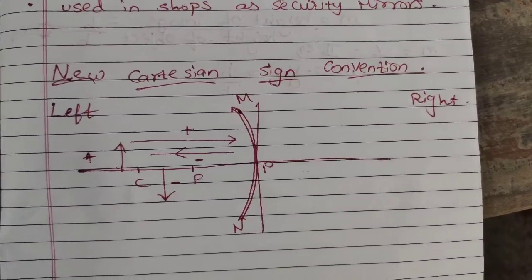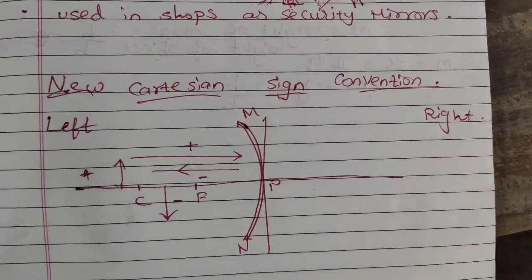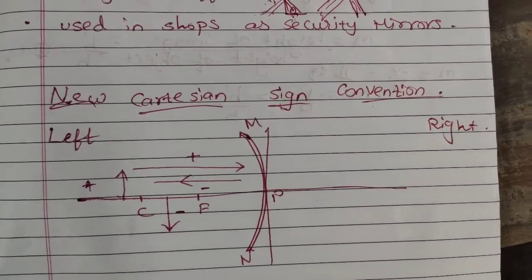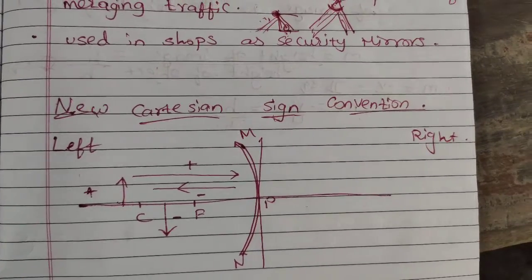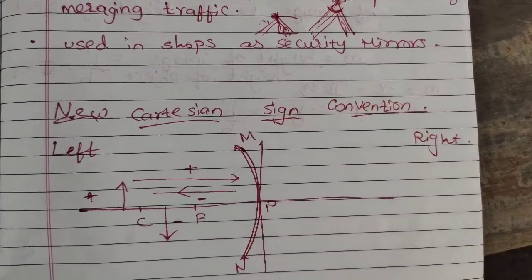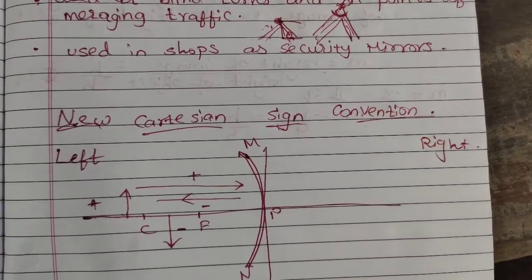Now we'll be learning about the new Cartesian sign convention. What is the new Cartesian sign convention? I will tell you. In spherical mirrors, we have to follow some sign conventions. That sign convention is called the new Cartesian sign convention.